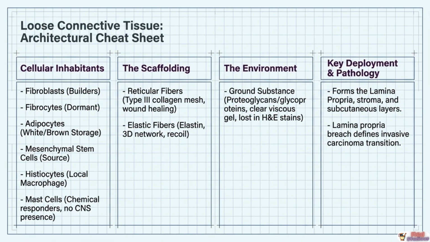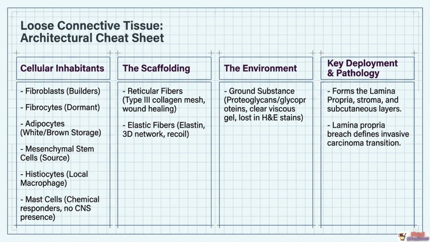To wrap up, let's review our loose connective tissue architectural cheat sheet. Remember the cells? Fibroblasts are your active builders, while fibrocytes are dormant. Adipocytes provide white or brown fat storage, and mesenchymal stem cells act as your regenerative source. Your immune defense relies on histiocytes, your local macrophages, and mast cells, the chemical responders completely absent from the CNS.